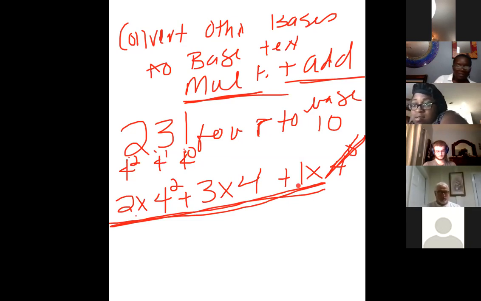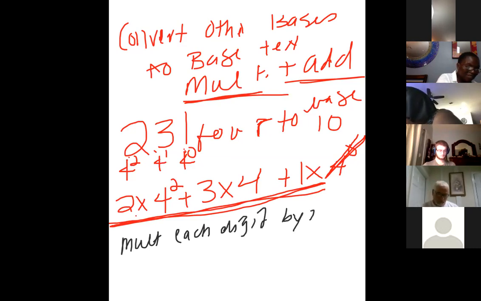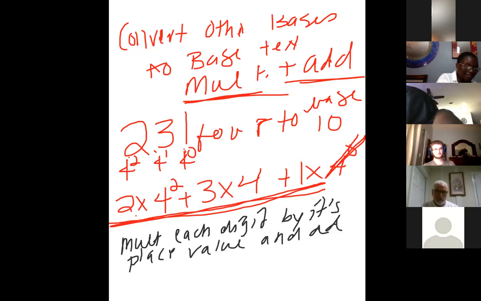So we multiply each digit by its place value and add. And that's it. Multiply each digit by its place value and add. Okay, let me write this down for you guys. Multiply each digit by its place value, and add.